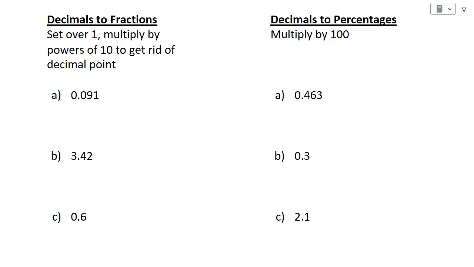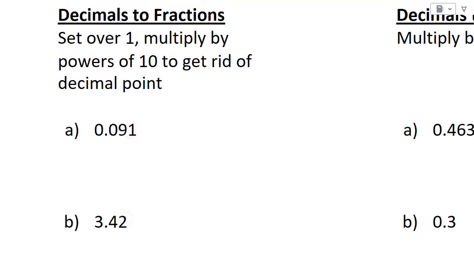Starting with fractions. Changing decimals into fractions is probably one of the tougher items we're going to look at today. We start by setting the value over 1, and then we multiply by enough powers of 10 to get rid of the decimal point. Because when we deal with fractions, we don't want decimals within the fraction. We just want nice integers over integers. So we've got to do what we've got to do to get rid of the decimal point.